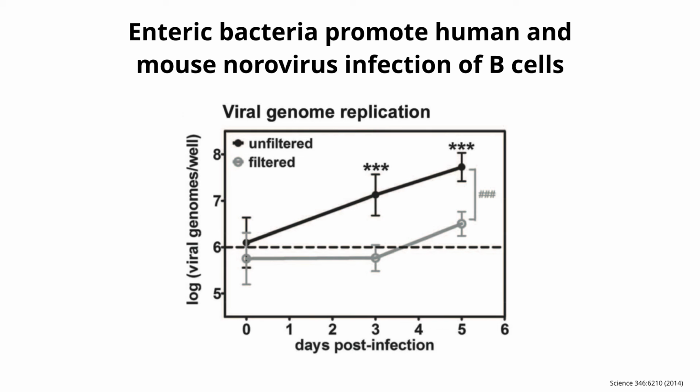It turns out the virus needs bacteria in order to grow. Here's the experiment. This is virus growth with days in cell culture. They grow the virus in B cells. Apparently, in the subepithelial space, there are B cells in which the virus grows. If you filter the stool, it doesn't grow. If you do not filter it, it grows very well. And we think that some component of the bacterial wall is actually stabilizing and binding to the norovirus and allowing it to be transcytosed across the intestine and to get into the B cells. So now we can grow these viruses in culture.